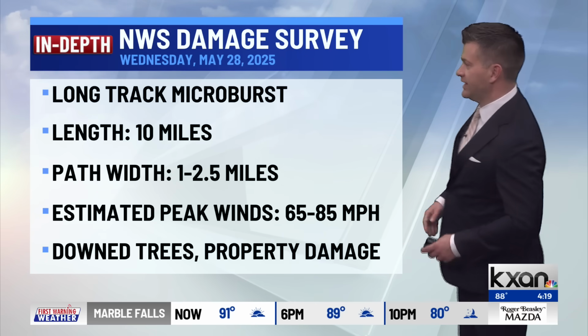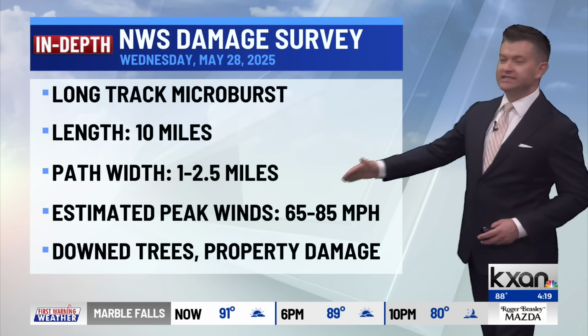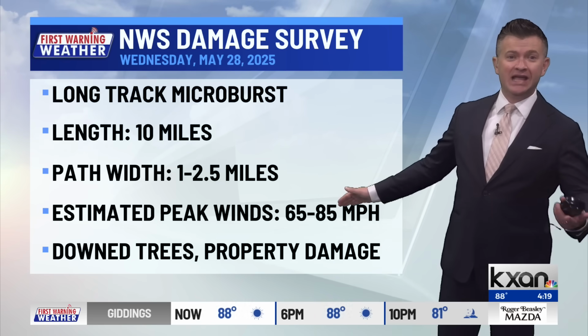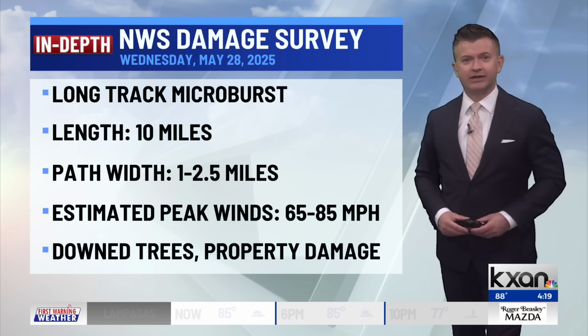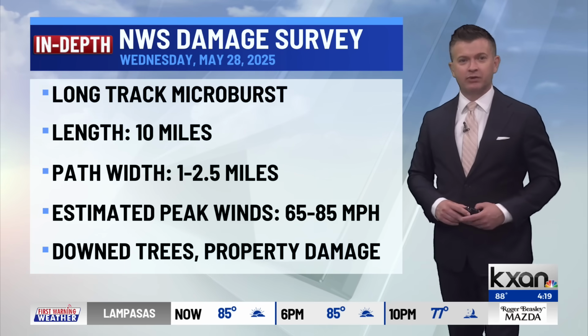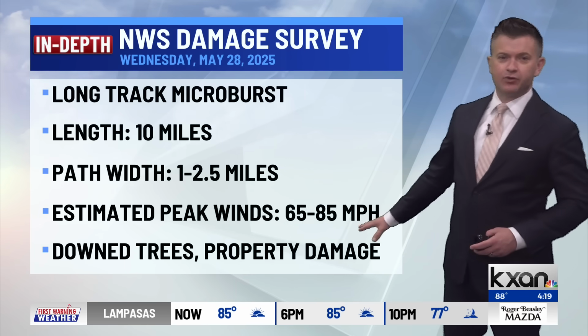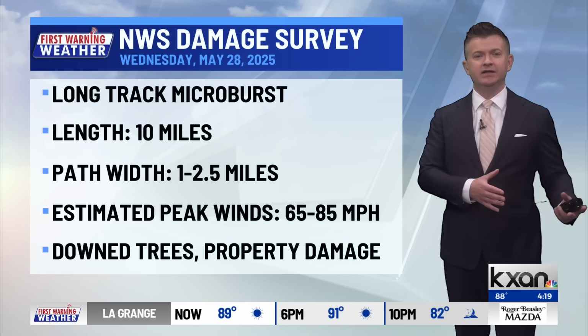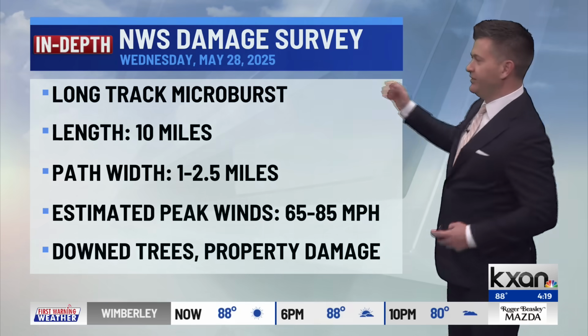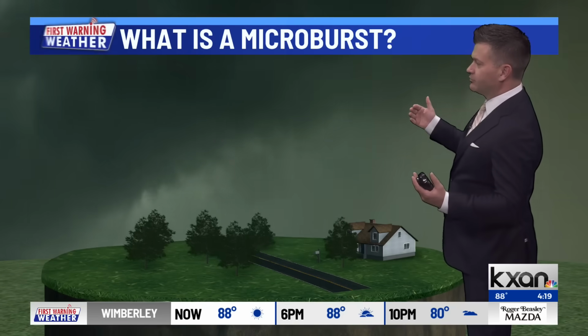2.5 miles or less. Estimated peak winds 65 to 85 miles per hour, and we did get some confirmed gusts at Austin-Bergstrom International Airport of 77 miles per hour, and reports of downed trees and property damage. And there was also some tree damage just from the hail alone, but that was separate from this microburst. So how do microbursts form?